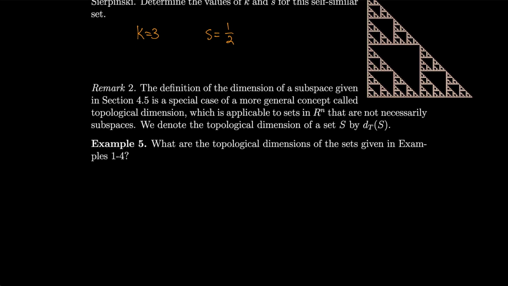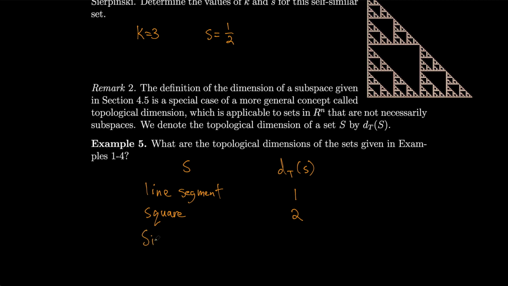So for S, we had a line segment in Example 1, and in that case we have dt(S) equal to 1. And for the square, we have dt(S) equal to 2. We consider it to be two-dimensional.